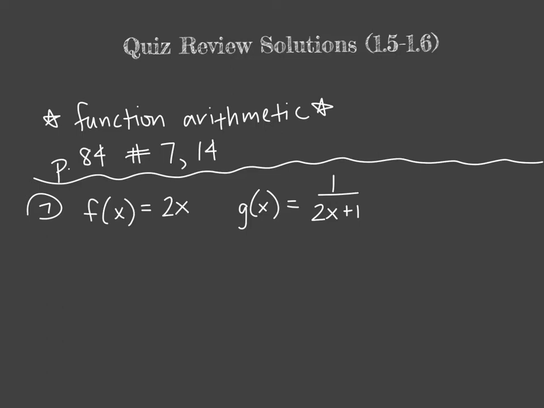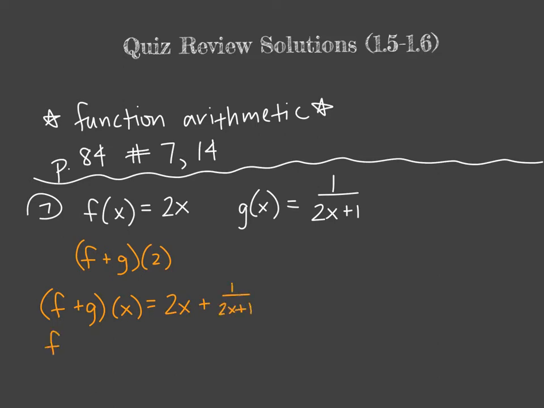The first one I'm going to do is f plus g of 2. There's 2 different ways to do this. What you can do is first add f and g together using just x and get a new polynomial, or you can just plug 2 into each one and then add them together. It's really up to you. So I'm going to do it that first way. So the first thing I'm going to do is find f plus g of x and add them together. So I'll have 2x plus 1 over 2x plus 1. Can't really do too much more there, so I'm going to plug in 2.